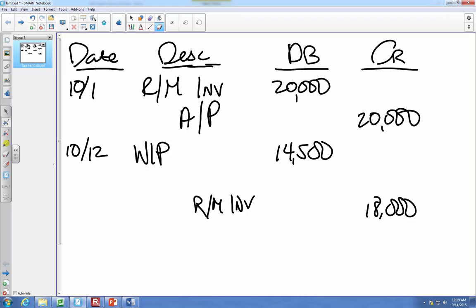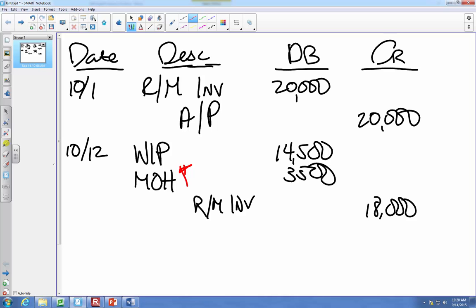Where do the O-rings and the gasket and the powder coating and the screws and the washers and all those sorts of things go? Those are elements of manufacturing overhead. They are indirect material, and it goes right into our manufacturing overhead account.